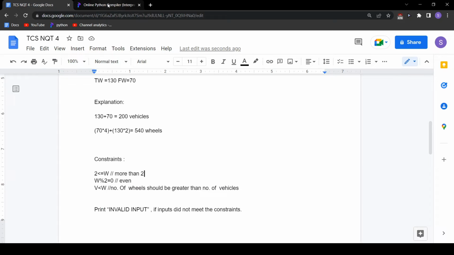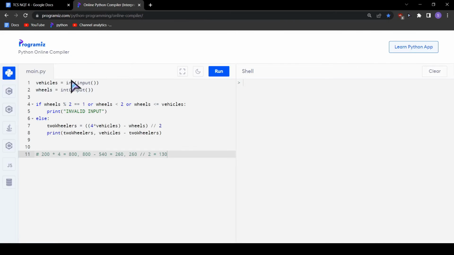Now you can pause this video and try the solution on your own, and then come back again to see my solution. So let's see the solution. First we will have two variables, one for vehicles and one for wheels. We will take the number of vehicles as input, and then the wheels as input. In this particular case, vehicles is 200 and wheels is 540.